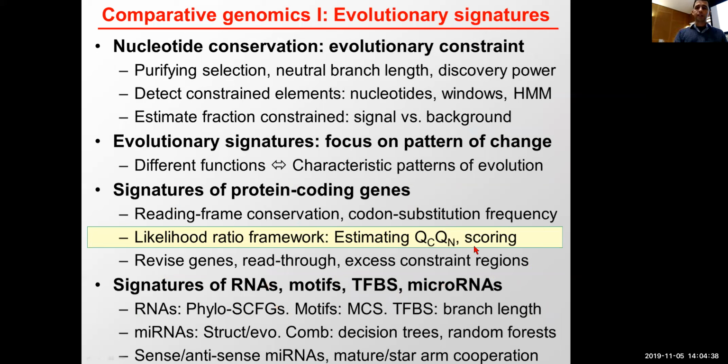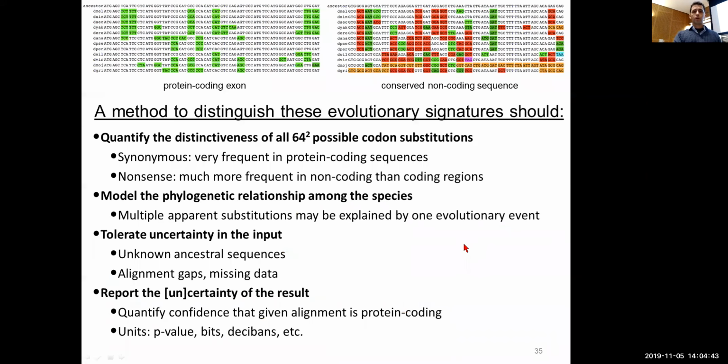So that's just the reading frame score. But we can also utilize the nucleotide substitution patterns that I showed you on the previous slide. So what would we like in such a method? We'd like to quantify the distinctiveness of all 64 squared possible codon substitutions. Synonymous should be very frequent in protein coding sequences, and nonsense should be much more frequent in non-coding than in coding regions. We want to model the phylogenetic relationship between the species, the actual tree that relates the species, where multiple apparent substitutions could be explained by just one evolutionary event.